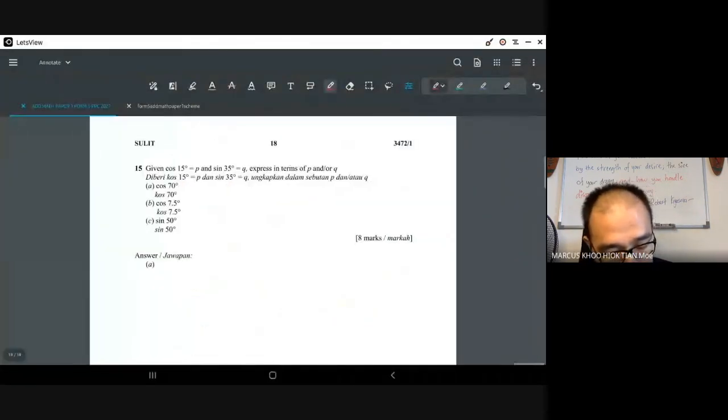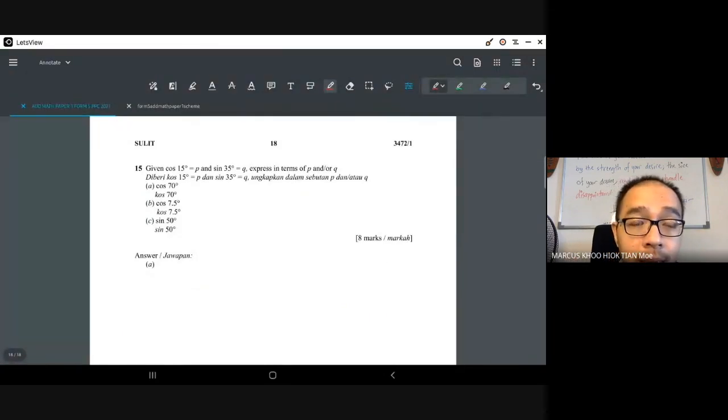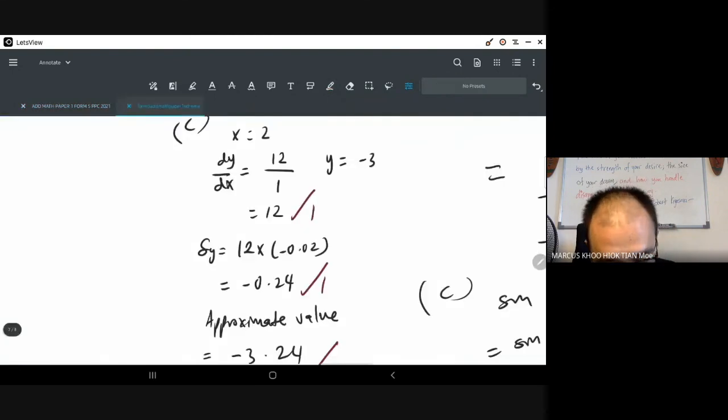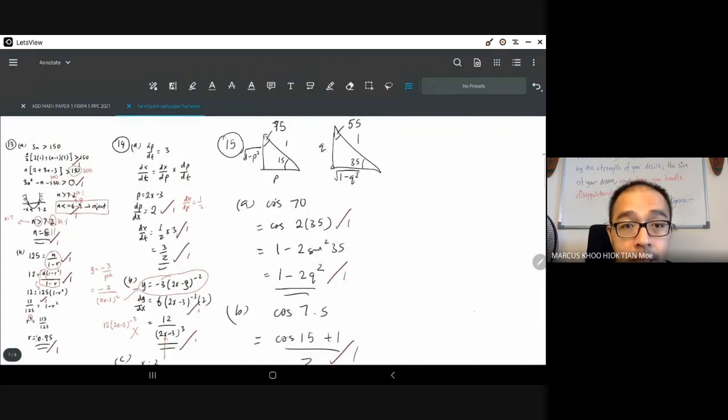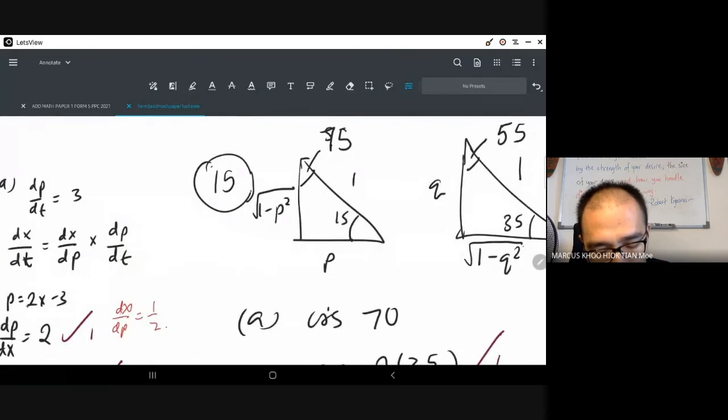Okay, all right, last question. Given cos 15 equals P and sin 35 equals Q, expressed in terms of P and Q, cos 70, cos 7.5, and sin 50. Okay, so in this question, what I did first, obviously, is always to do the triangle. If cos 15 equals P, then I know that my first triangle will be 15 over here. This is 75, P over 1, and then this will be square root of 1 minus P squared. Okay, this is Pythagoras theorem.